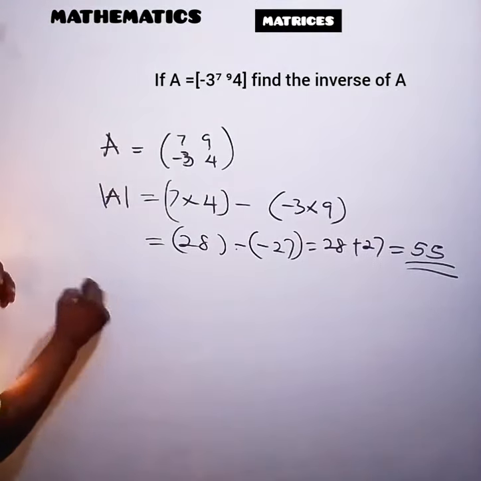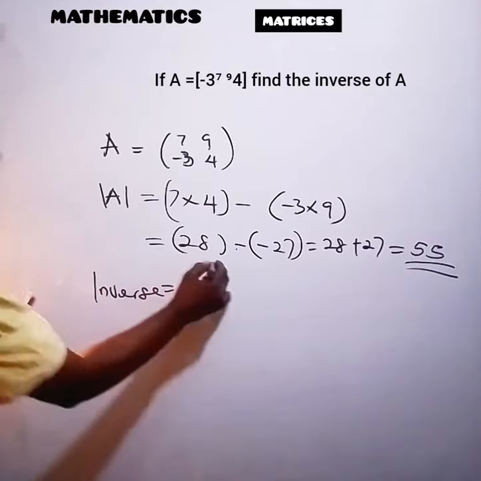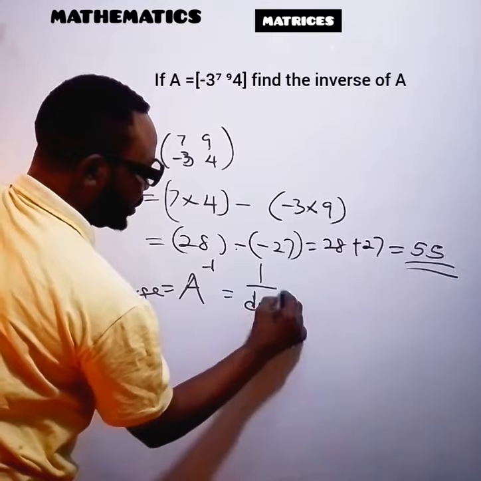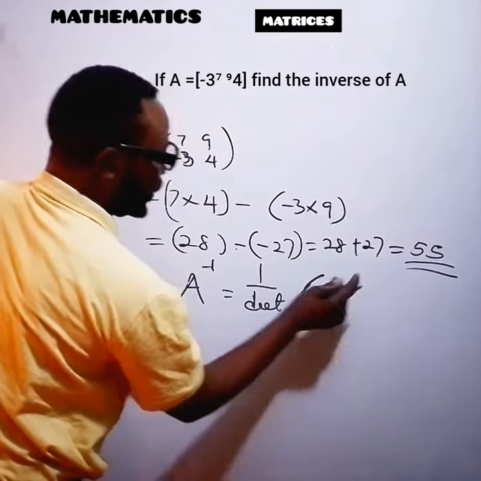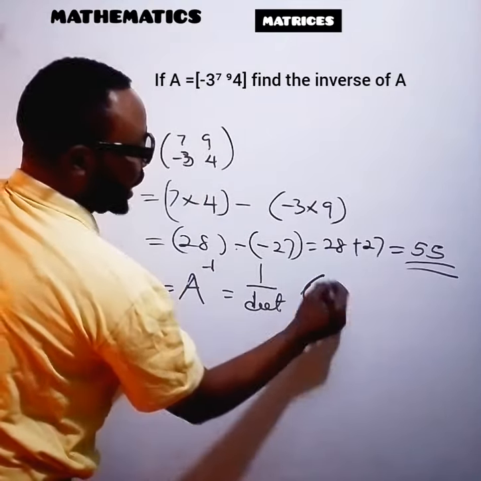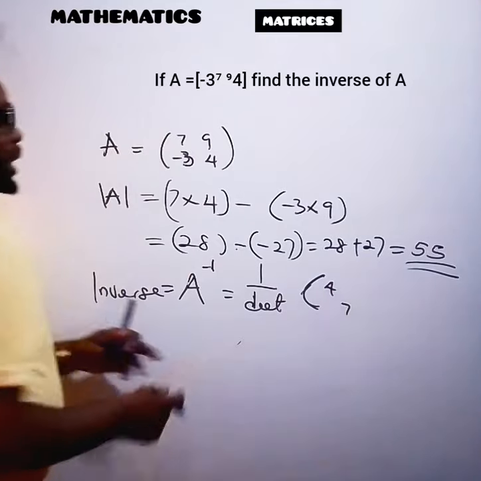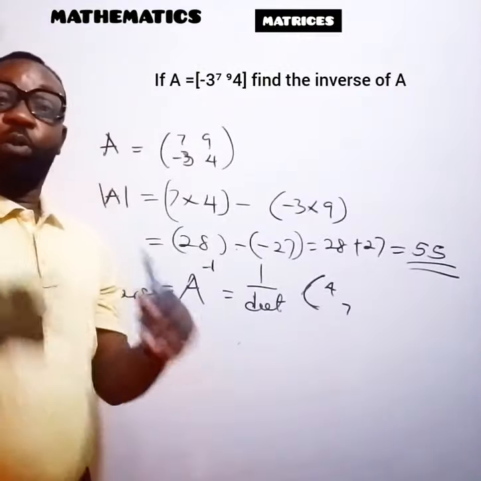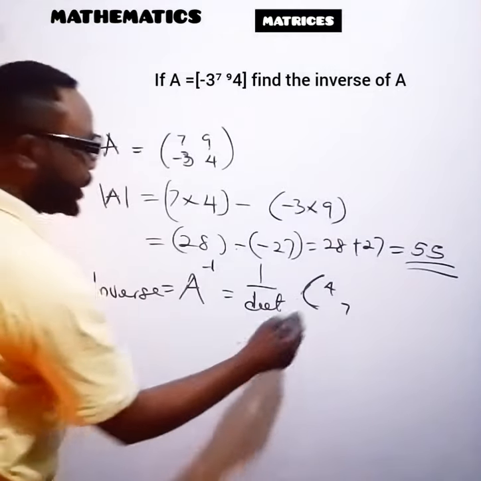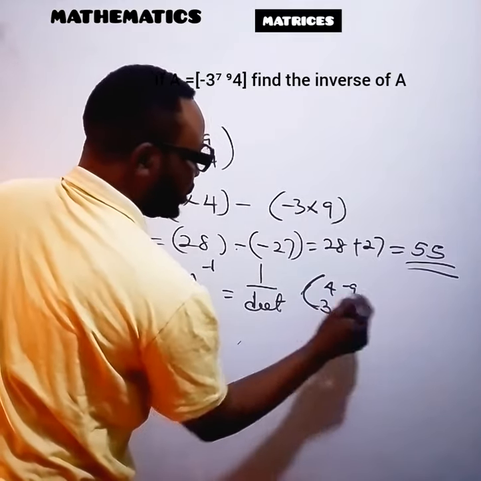Now, for the inverse, the inverse of A will be equal to 1 over the determinant, into the bracket. Then you look at the expression we have here. You interchange the right diagonal expression, 4, 7. Then you multiply the left diagonal expression by minus 1. Minus 1 times 9 is minus 9. Minus 1 times minus 3 will be equal to plus 3.